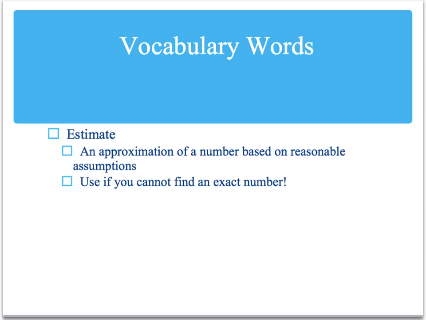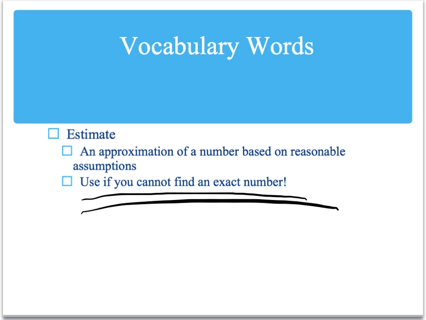Okay, next up, estimate. That defined is an approximation of a number based on reasonable assumptions. So it's basically making a guess, but doing that using information that is available, making an assumption, assuming that some things are there, data's there, facts are there to help you out. You only use an estimate if you cannot find an exact number. So that is something that we can do, but it's got to be when we can't find an exact number. If we can use a measurement, find an exact number, then we're going to go ahead and do that.